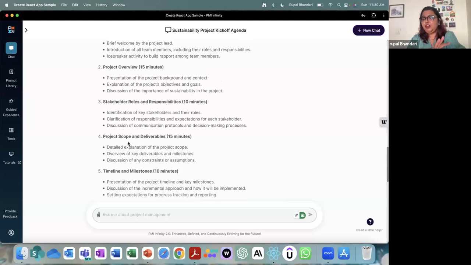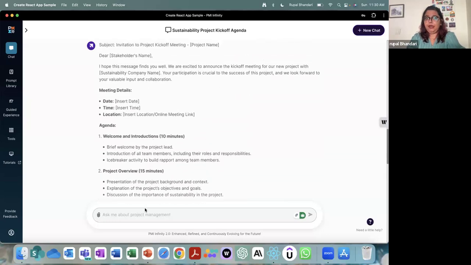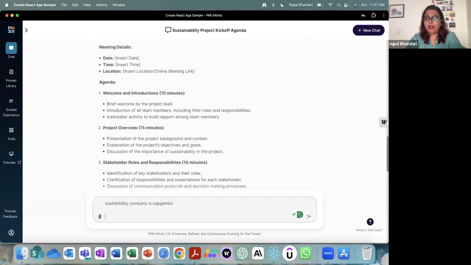Automated the entire email to a huge extent. If I ask it to go further in detail, it will. Okay, let's say I want to add a sustainability company, I don't know, Capgemini right now. I ask it to go deeper into the scope.